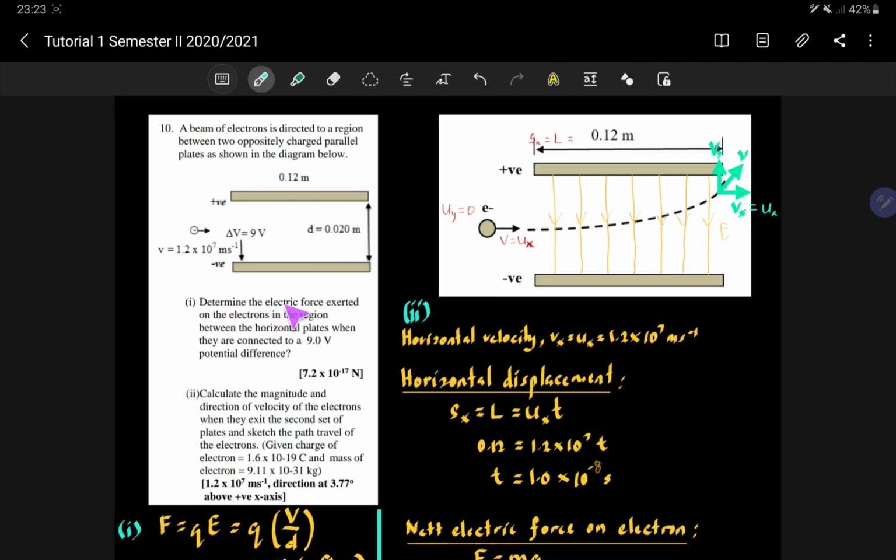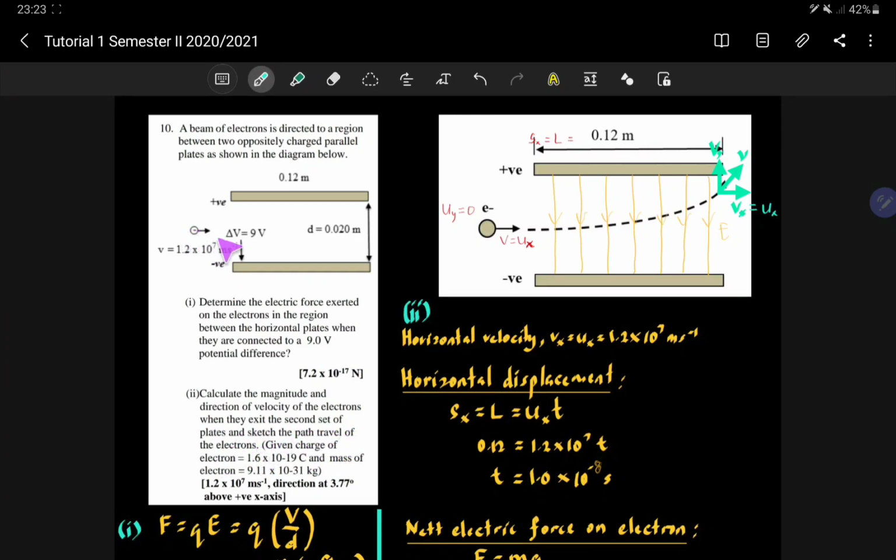Determine the electric force exerted on the electrons in the region between the horizontal plates when they are connected to a 9-volt potential difference. So by applying a 9-volt potential difference between these two plates, they ask you to find the electric force exerted on the electron first. And second, calculate the magnitude and direction of velocity of the electrons when they exit the second set of plates and sketch the path traveled by the electrons.